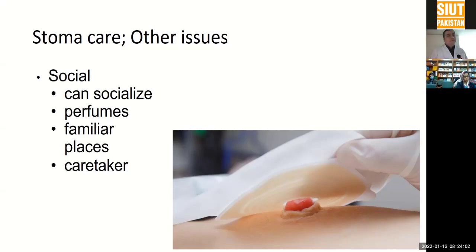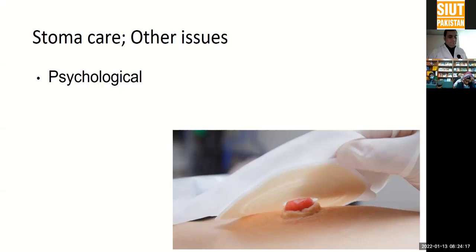As we discussed, the patient can socialize. He may use perfumes. He may have extra supplies of the stoma bag and other things, and he should be counseled. The other thing is the caretaker. If the patient is younger, or a child, or very old and cannot take care of himself, you need to tell him that he must have a caretaker, and the caretaker should have the ability to deal with all the problems of this patient, right? So again, similar thing, psychological support. You expose this patient to different patient groups that help them cope with the problem. Next.